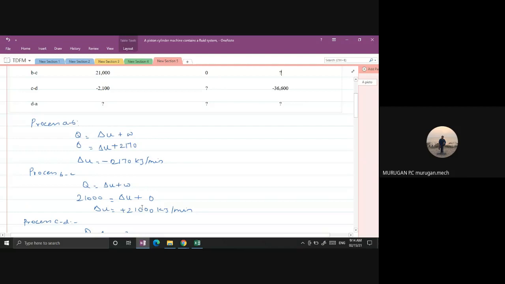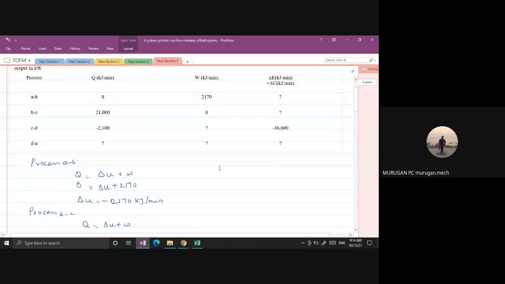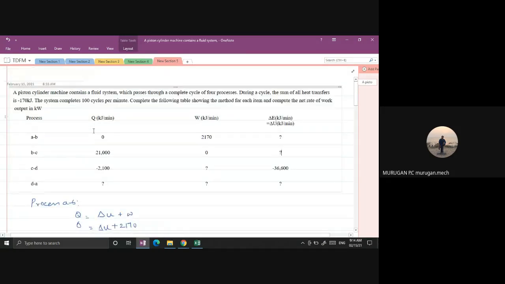Kilojoule per minute. See here, you people are not following the unit. Whenever you write the answer, you need to write it along with the unit. If anyone has not written the unit, I will award 0 marks. The unit conversion is very important, right? Then what about the process C to D? Which term we have to find out?